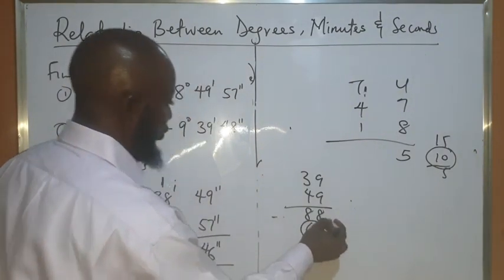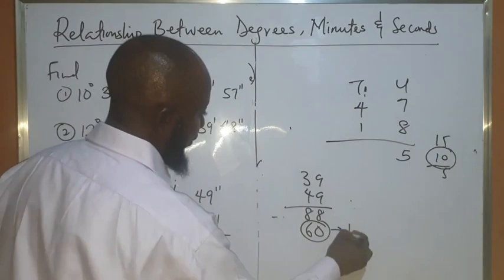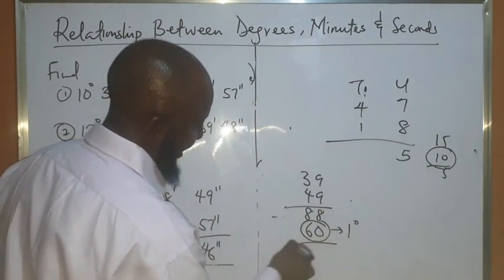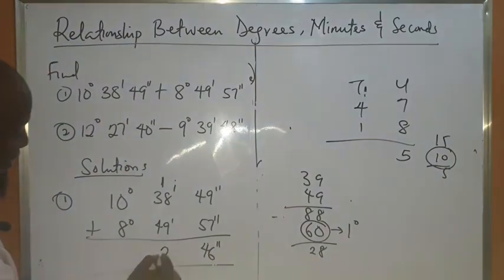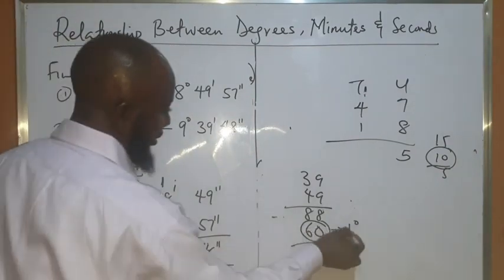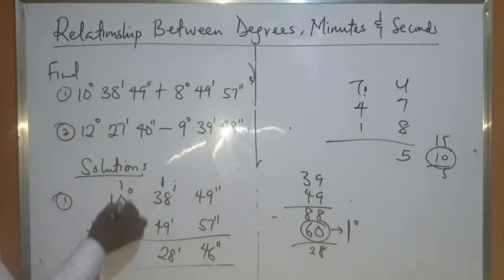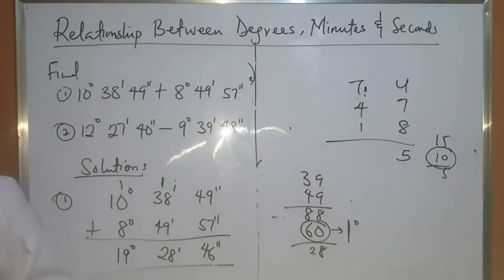60 minutes will give us 1 degree. So when you subtract it, you have 28 minutes. The 1 degree you have there, you bring it here. That's going to give us 19 degrees. I hope this is very clear to you.